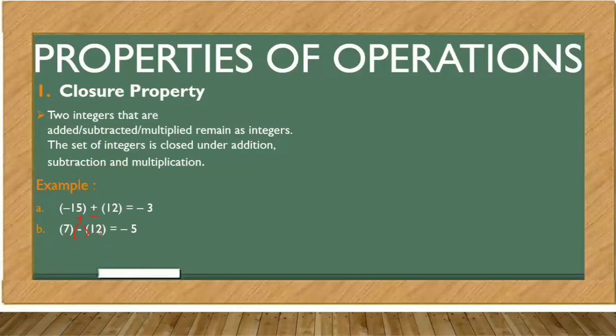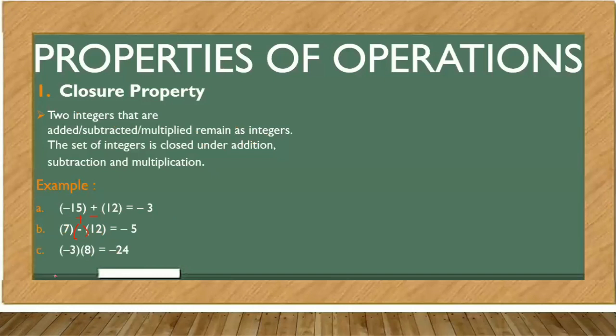Ang mas malaki is si 12. Kaya kukunin natin yung sign ni 12, which is negative na. So, negative. Then, 12 minus 7 is equals to 5. So, negative 5 ang sagot. So, it means negative 5 is also integer. So, closure property pa din.